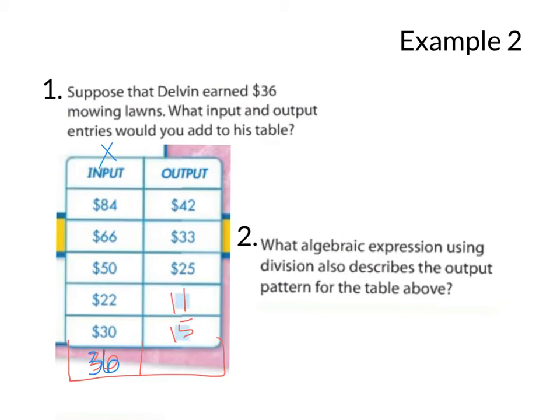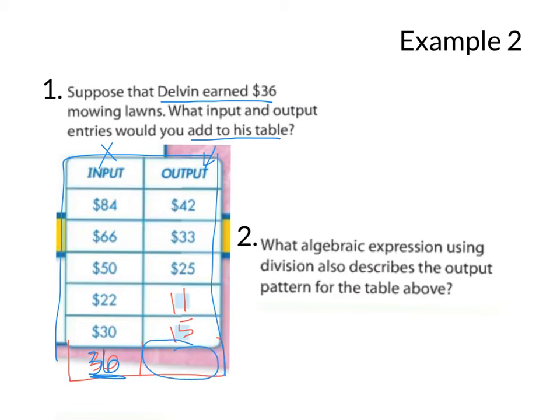All right, so you may have noticed this table from before when we did the teacher example, before example 1 and before the vocab notes. This is the same table right here. So we have this copied in our notes with these values, and we want to know if Delvin earned 36 mowing lawns, what input-output entries would you add to this table? So we know that he earned 36. I added that to the table because they want us to add it to the table, and we want to know what the output would be.